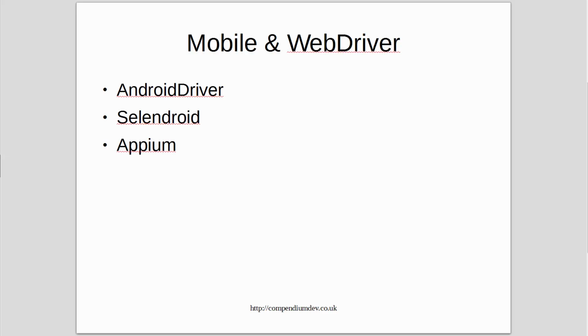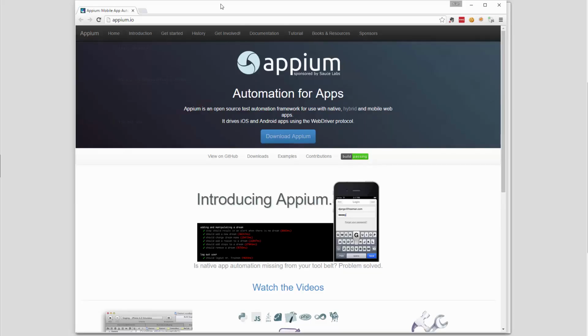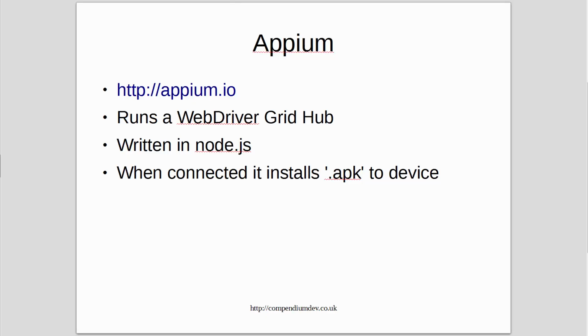Appium is pretty good, as you'll see. You can find the information at appium.io. It's got all the documentation and downloads that you need, so if you decide to go into Appium in more detail, it's worth going through the site and having a look. Essentially, it's an application written in node.js that runs as a WebDriver grid hub. So it runs, it sees what devices you've got connected to the machine, it allows you to use them as part of a grid. When you connect to Appium as a remote connection, it will install an APK onto your device and connect to that and communicate with that in order to run the tests.